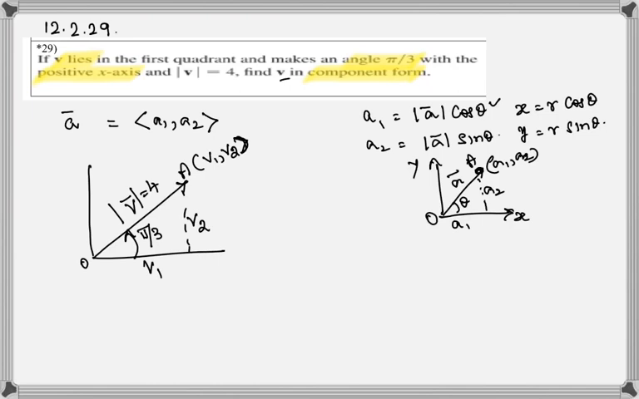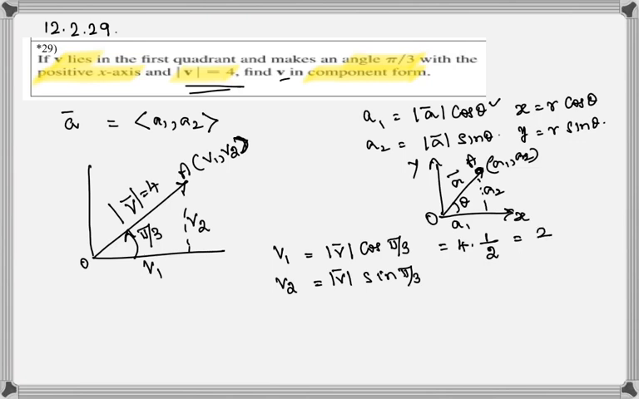So from this triangle, you notice that v1 equals absolute v cosine of theta, and the y coordinate v2 is absolute v, or the length of v, times sine of pi by 3. It's also given that the vector is in the first quadrant. So absolute v, or the length of v, is given in the problem, which is equal to 4. So it is 4 times cosine of pi by 3, cosine 60, which is 1/2, that will be equal to 2.